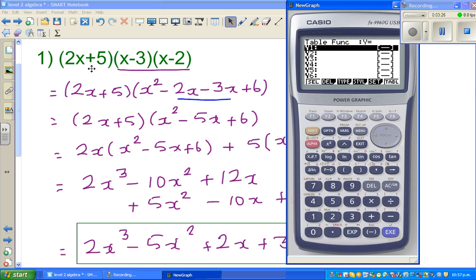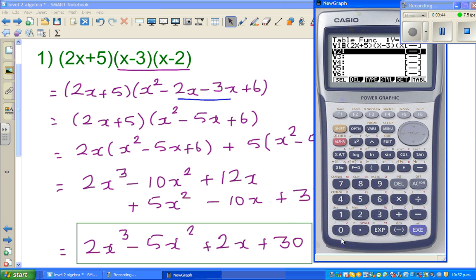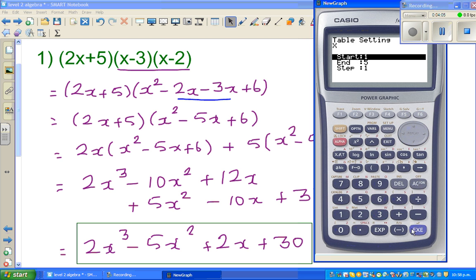So first type in the question in Y1, which is 2x plus 5 times x minus 3 times x minus 2. Just like that. And the answer in Y2. So you go 2x raised to 3. If you have seen my previous video, I've shown you how to check this in factorization. So the same thing can be done for expansion. Plus 30. And then go to set. 1 to 5 is fine. And look up the table.